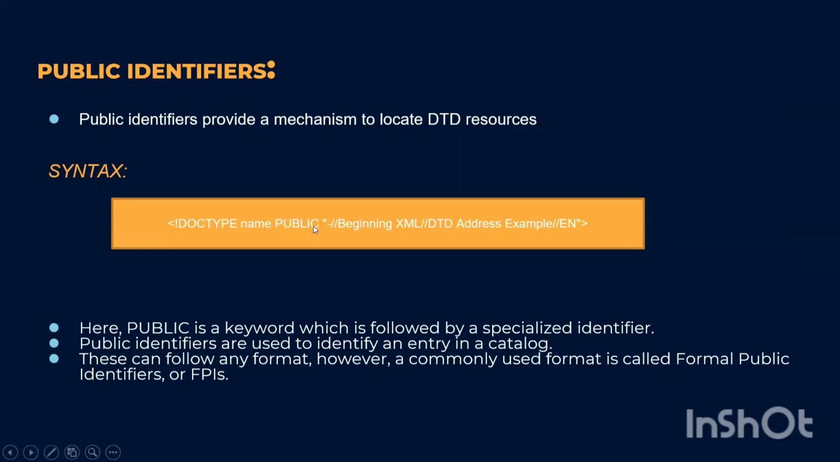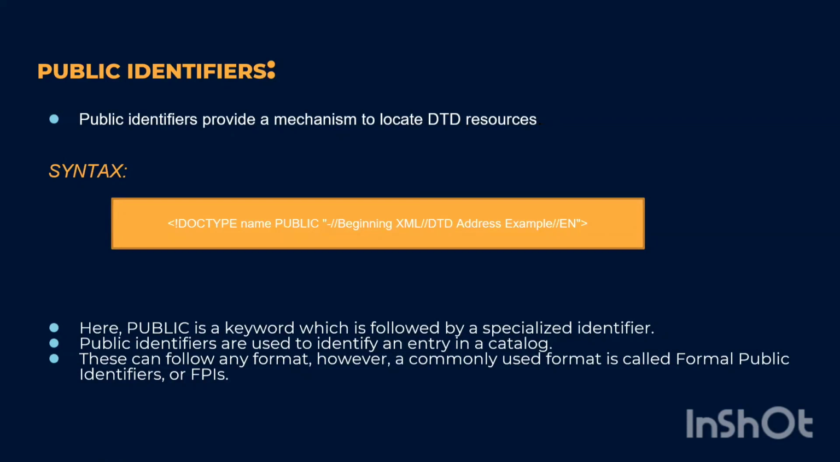This is the keyword used to identify that we are using public identifiers. This will not provide the direct address of that DTD file which is saved. Instead of that, this will provide us the mechanisms, like it will provide us the path or something else. And PUBLIC is the keyword, as you already know.